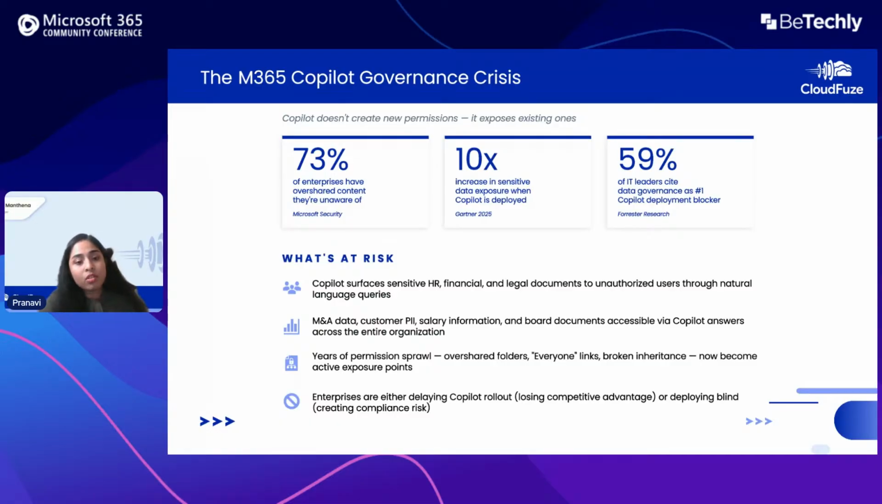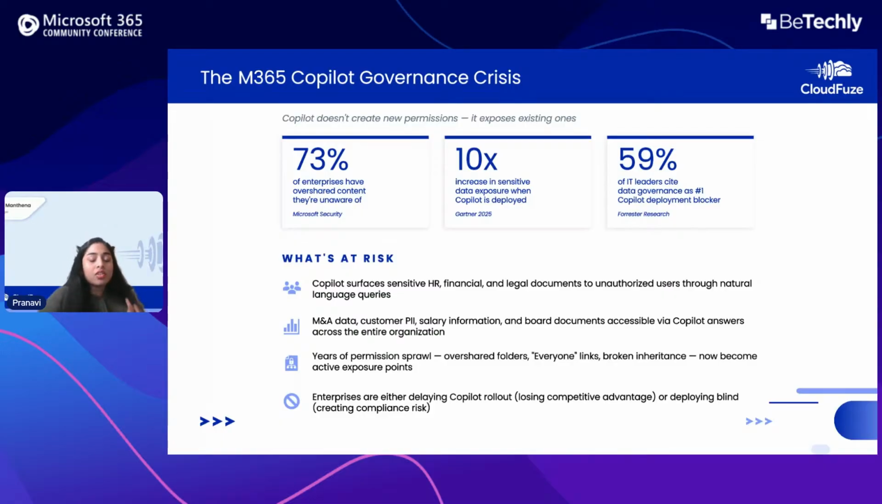That's not because Copilot is doing something wrong. It's because Copilot is doing exactly what it's designed to do. It surfaces content based on the permissions that already existed. And 59% of IT leaders say data governance is their number one blocker to deploying Copilot. So it's not adoption, not the budget, it's governance.